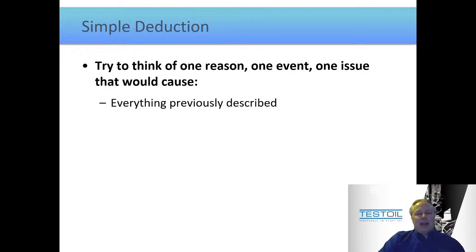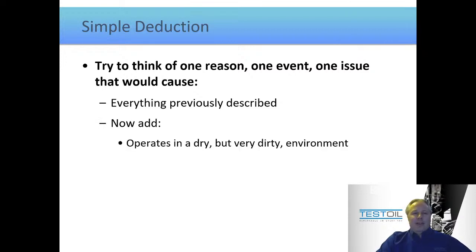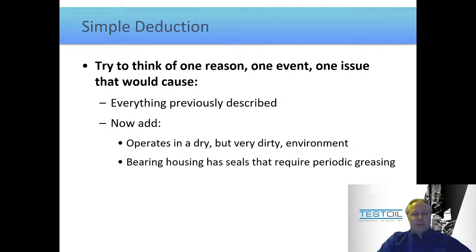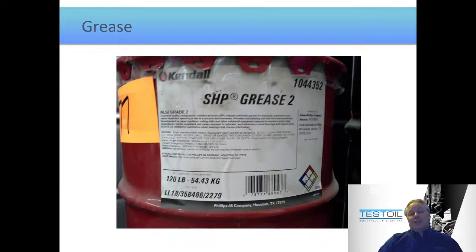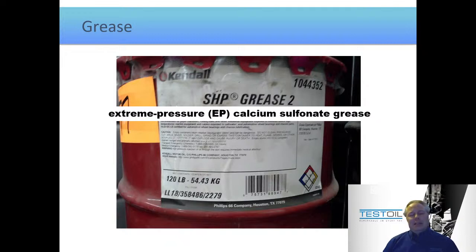What the end user can add to this equation, though, is other than everything that was previously described, we can add that this thing operates in a very dry environment, but is very, very dirty. A lot of airborne contamination. And this bearing housing has seals on it. Those seals are greased. We can be very specific and say this is even the grease they're using. Now, I know you can't read the fine print on this, so I'll just zoom in here real quick. But if you look closely, it says it's a calcium sulfonate grease, and it's an EP.